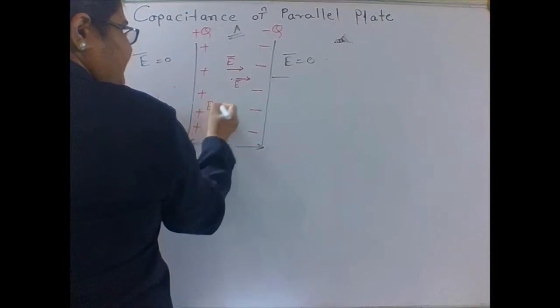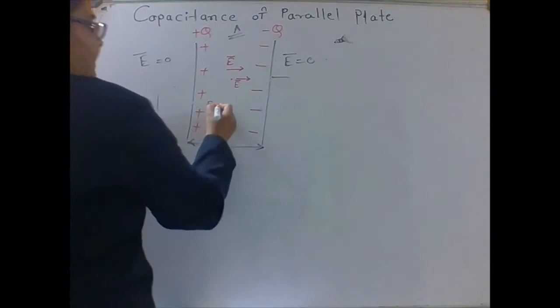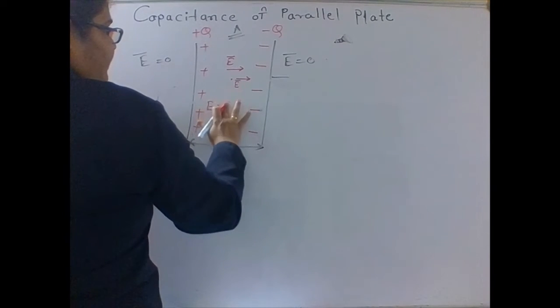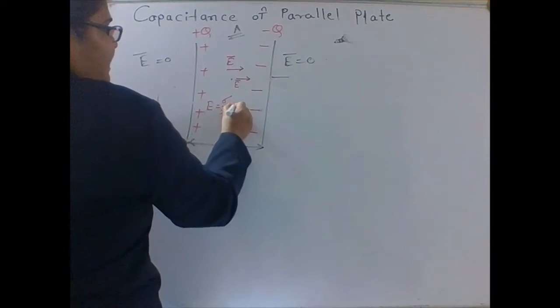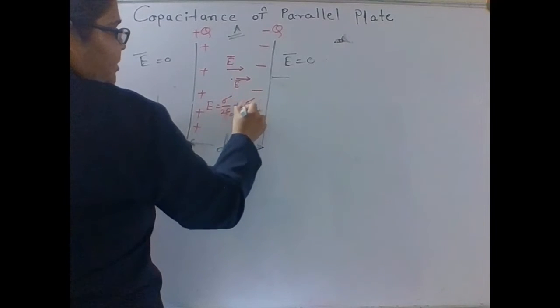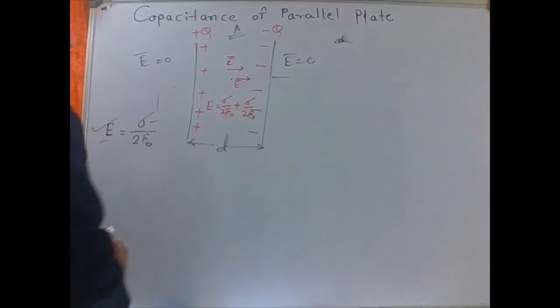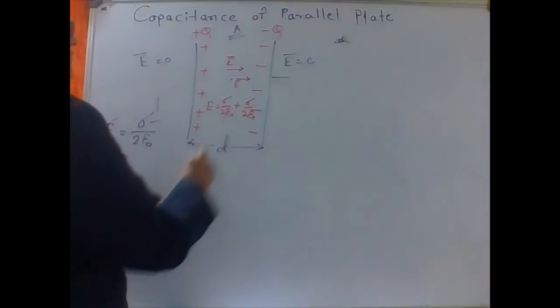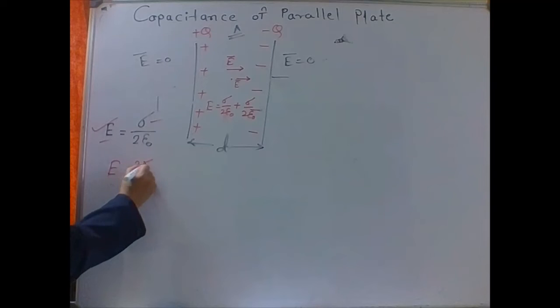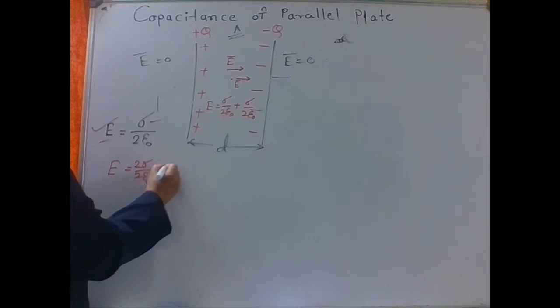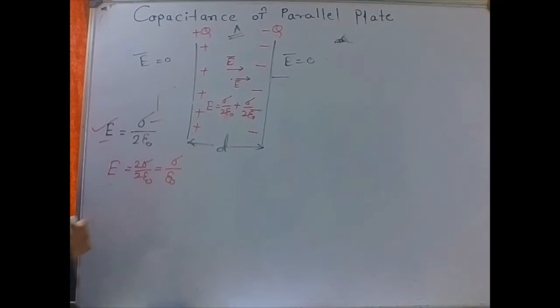Then what is the net electric field inside this parallel plate? Directly we write sigma upon 2 epsilon 0 because of the positive charge, plus, in the same direction, sigma upon 2 epsilon 0 because of the negative charge. Then the net electric field inside the parallel plate is E equal to 2 sigma upon 2 epsilon 0, means sigma upon epsilon 0.